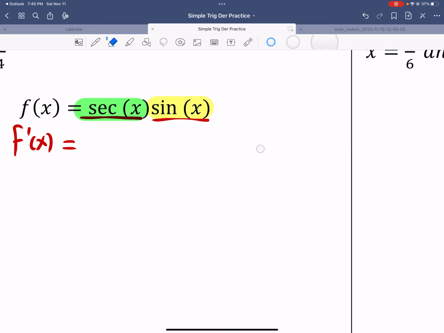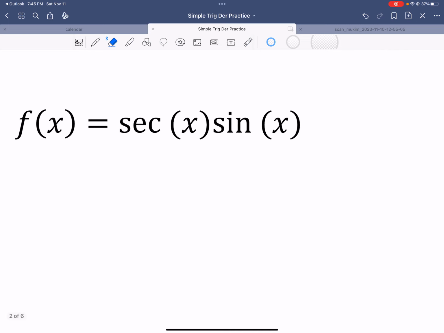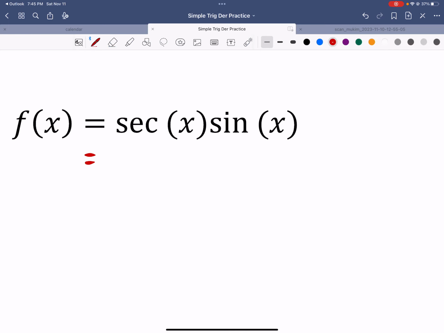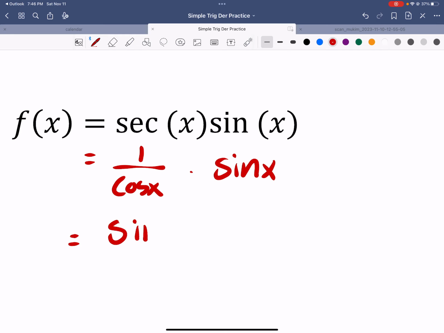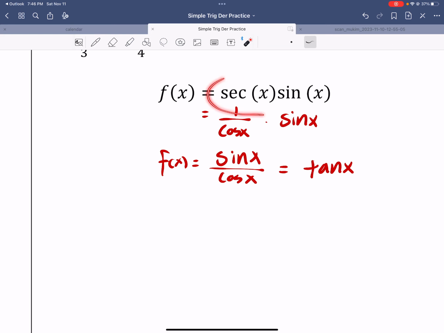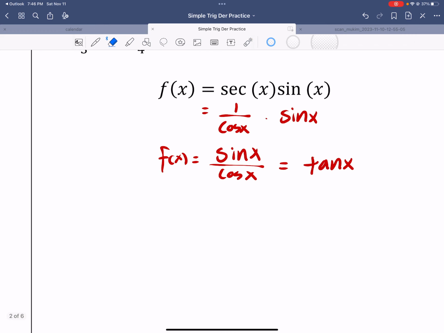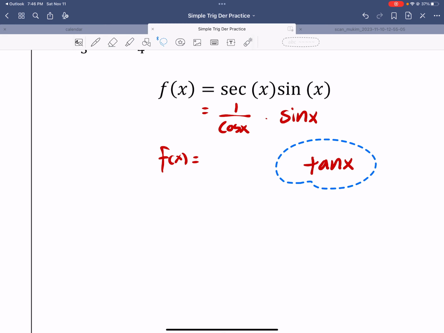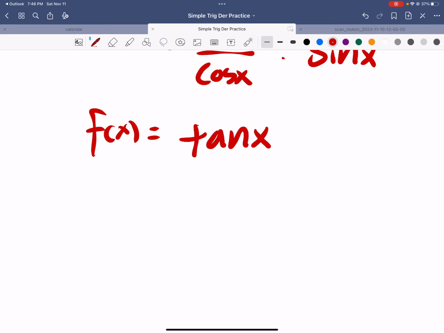Or what I remember is you can simplify this one by using a property. Secant x is in fact 1 over cosine x, right? So it's 1 over cosine x times sine x, which means it's going to be sine x over cosine x, which is the same thing as tangent x. So I didn't take the derivative yet. I just made this one look like this, right? So now I know this one means tangent x. So now I can do the derivative.